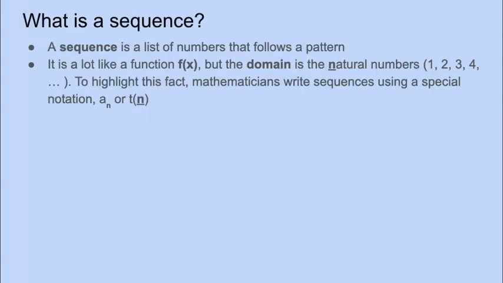So what is a sequence? A sequence is a list of numbers that follows a pattern. It's a lot like a function. It's a type of function, but the domain, so the values that you can put in, are only whole numbers, or natural numbers, I should say. So the numbers 1, 2, 3, 4, and so on. This makes the graph special because it ends up being a discrete graph, just single points.